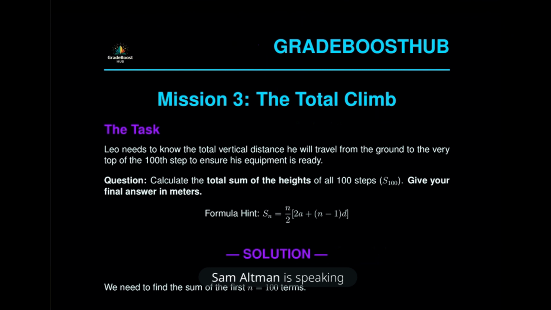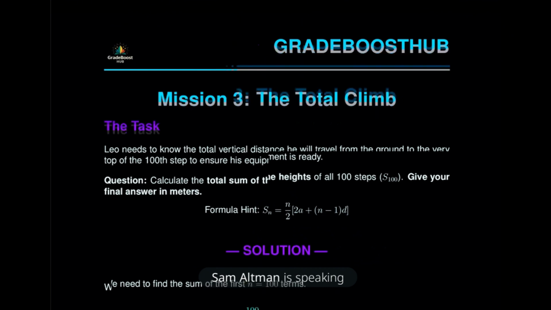So let's see the question. Calculate the total sum of the heights of all 100 steps. And they have asked us to give the final answer in meters. The formula given to us is that the sum of the first n terms is equal to n over 2 multiplied by the quantity (n minus 1) times d added to 2 times a. Let's see how to solve.